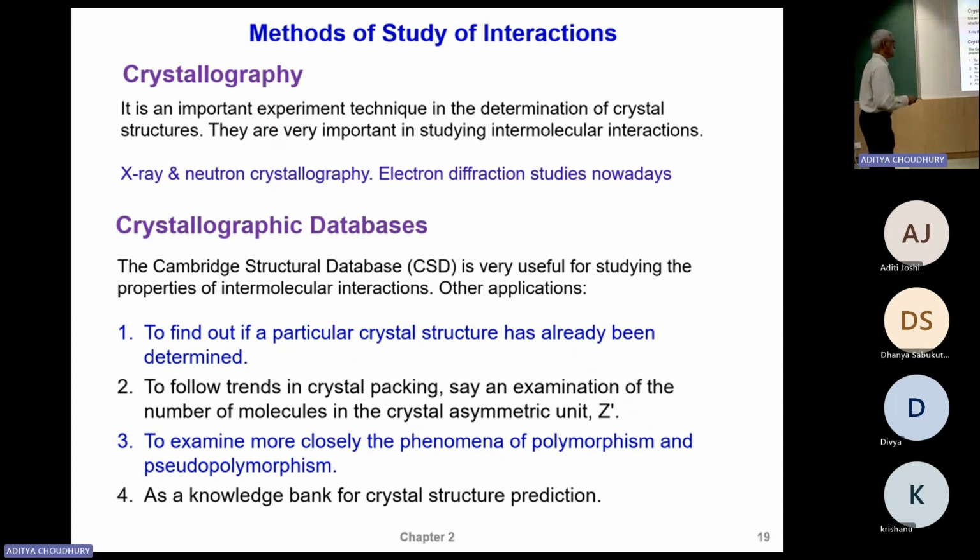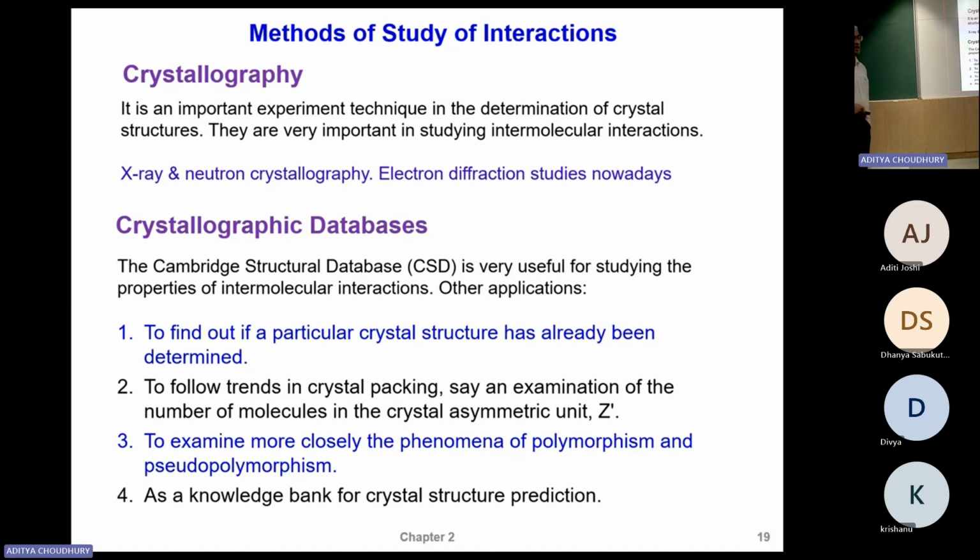And then, you can follow the trends of packing, examining the number of molecules in the asymmetric unit. It's called Z prime. I don't want to talk about it. It's a special type of thing, usually you expect P1 bar means Z equal to 2 or 1. If it is 3, if it is 4, then you need to go to this crystallographic database and see why you have more number of molecules in the unit cell.